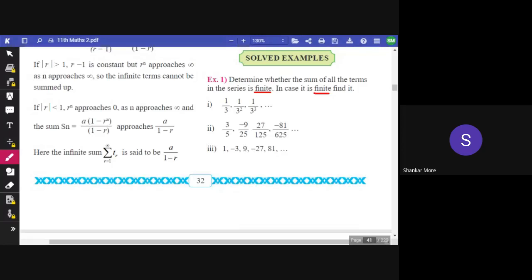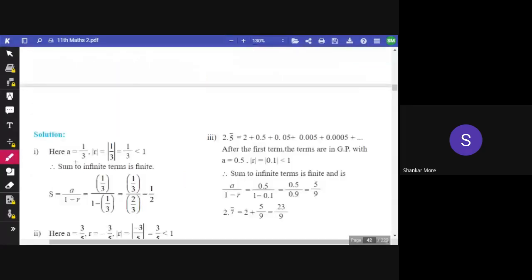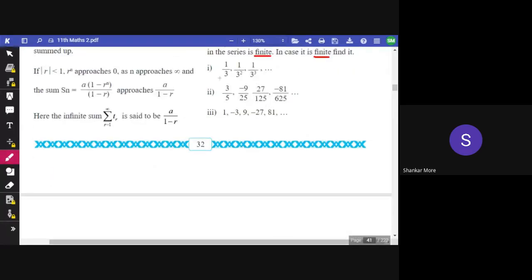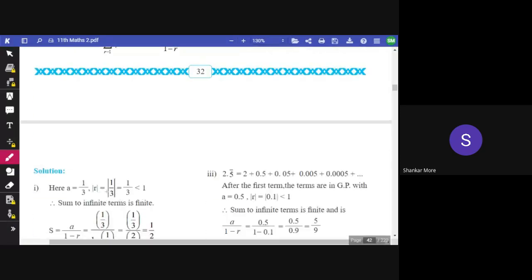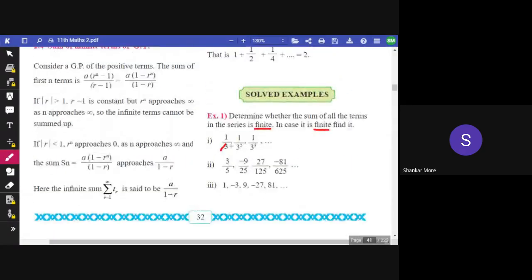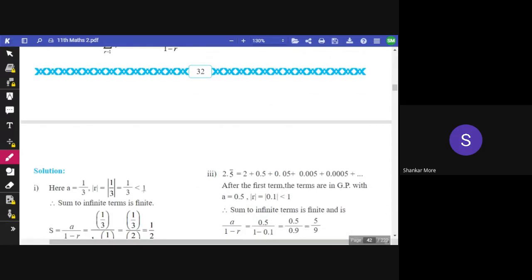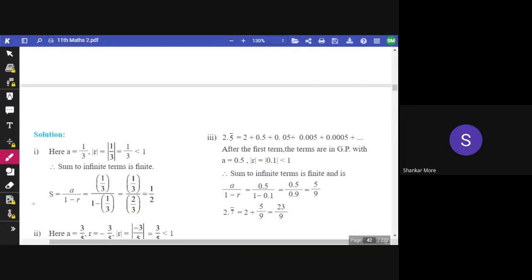After that, we will find R. See, A is 1 by 3. Is it? It is 1 by 3. Correct. So mod of R is 1 by 3 also. R is also 1 by 3, which is less than 1. So for the sum of infinite terms, we are going to use this formula. Put the value of A, put the value of R, and our answer is 1 by 2.